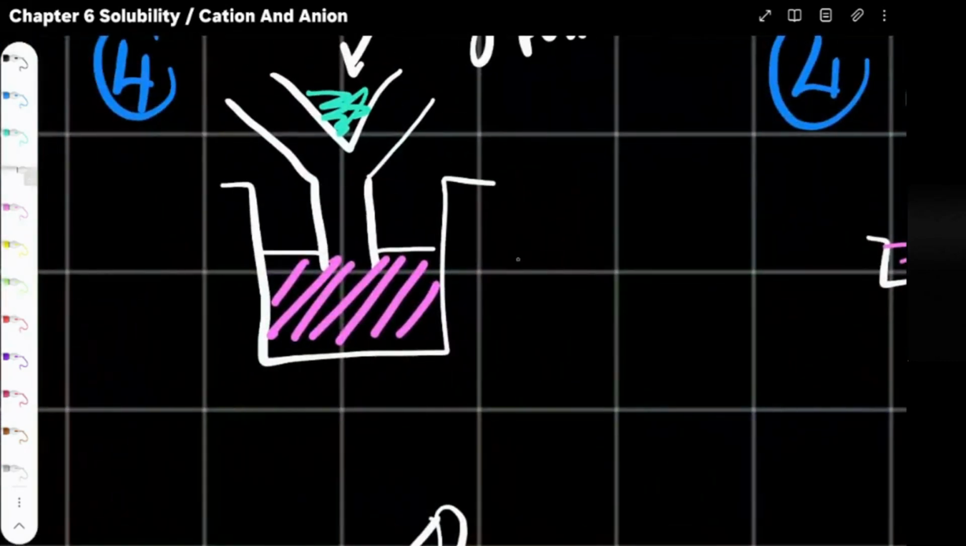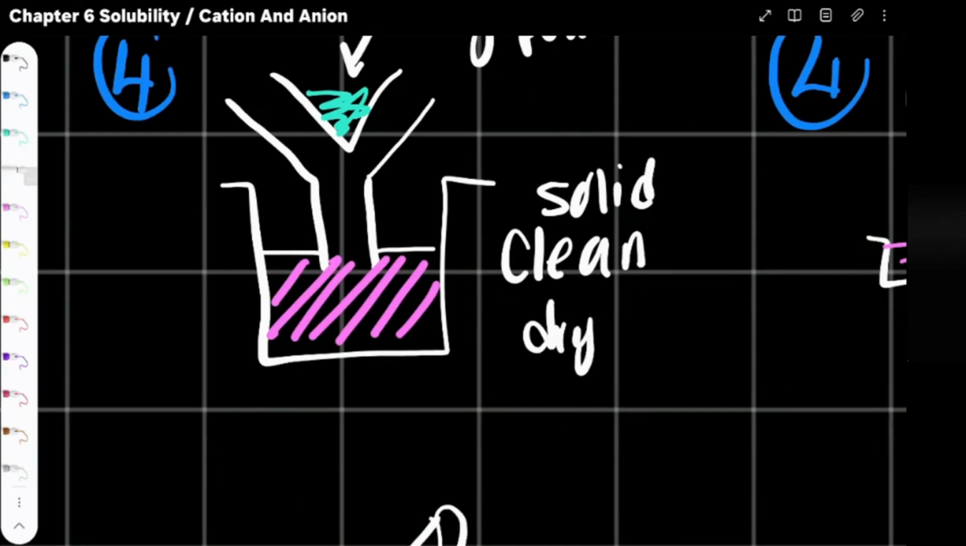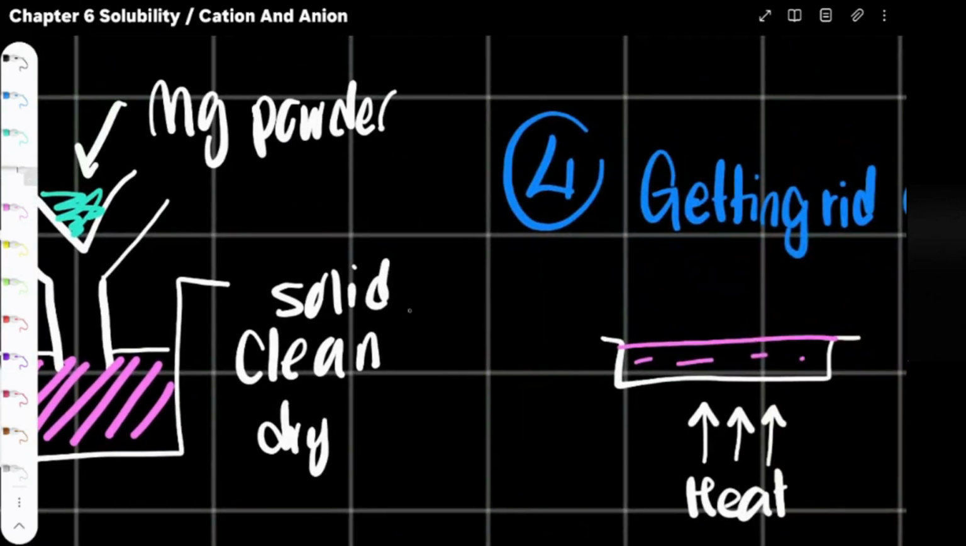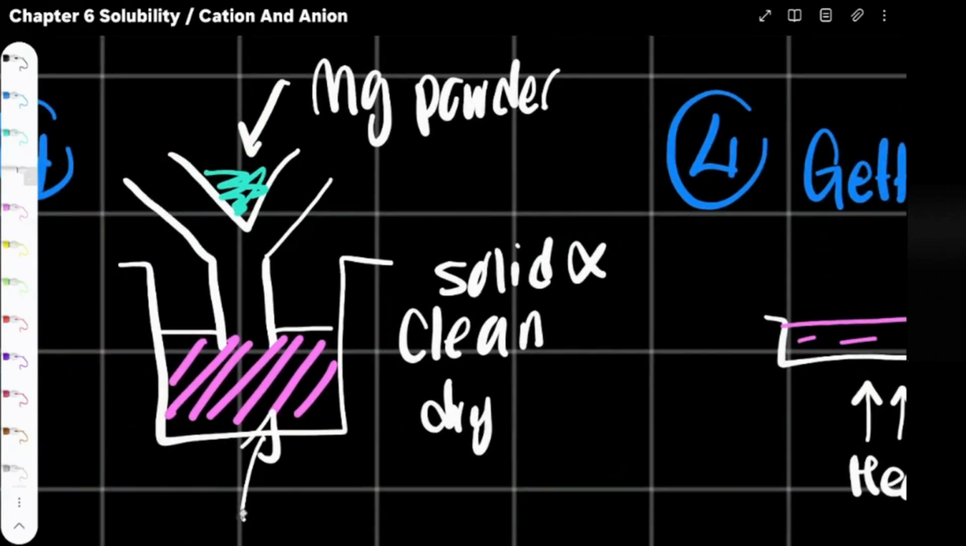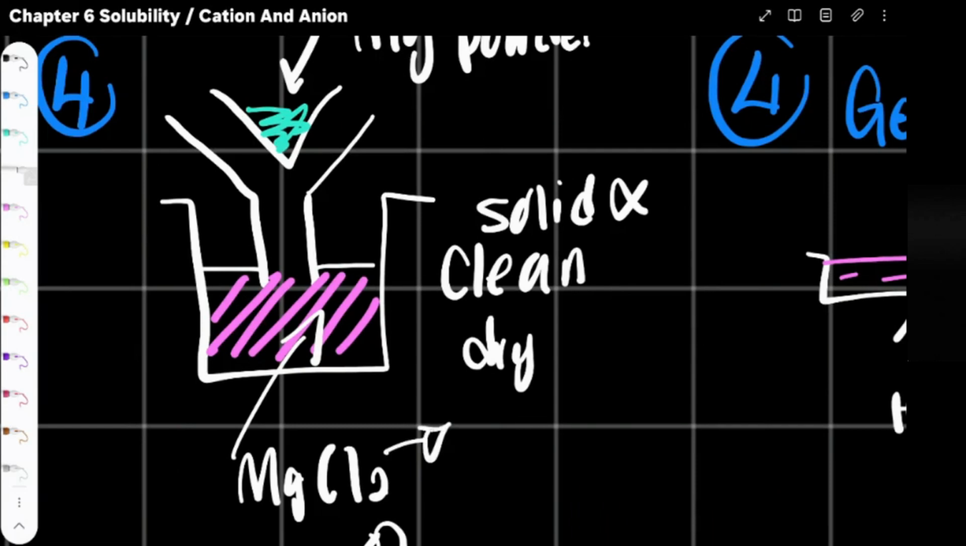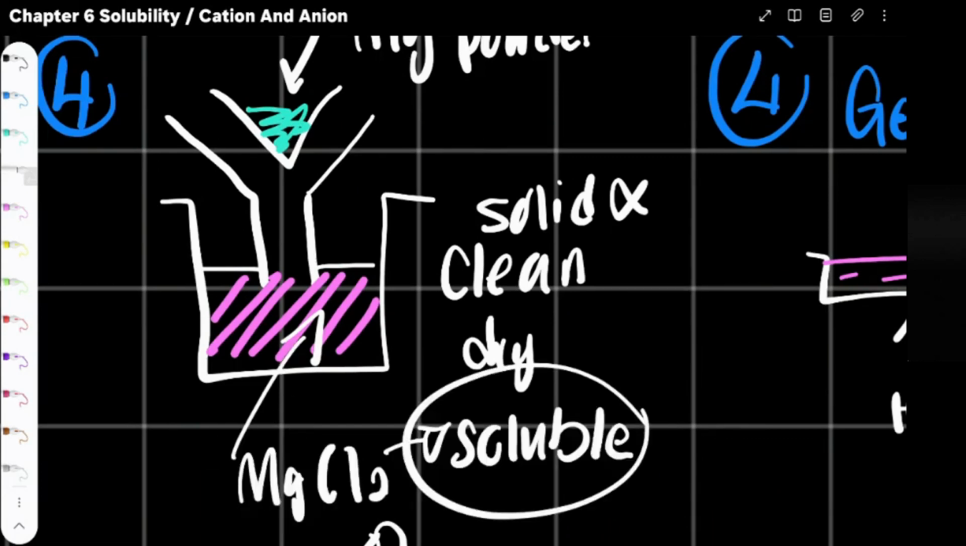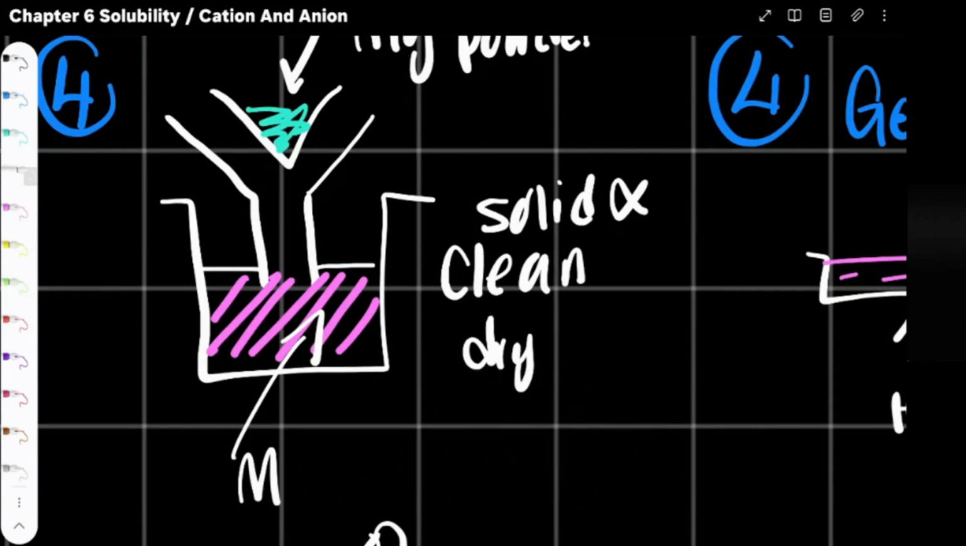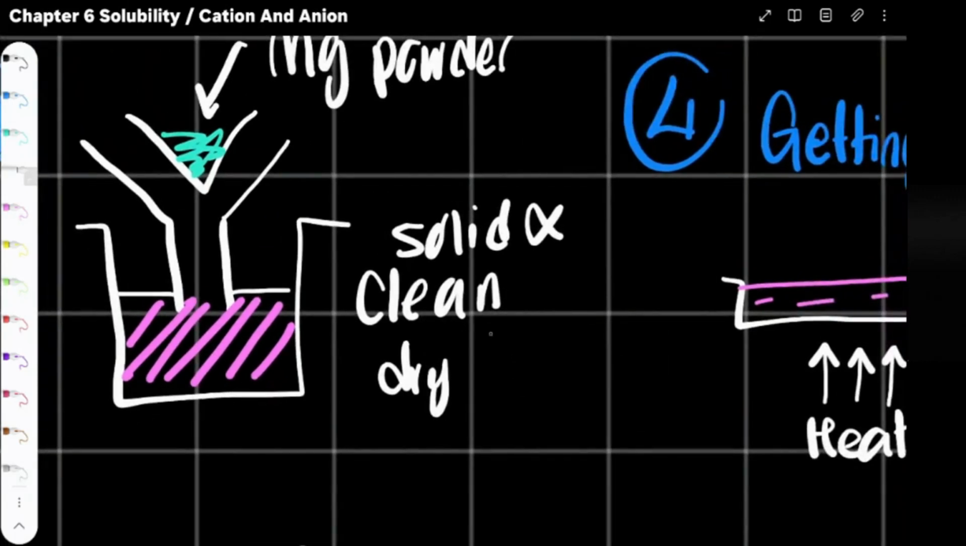So now ask again: is this clean? Is it solid? Is it dry? My question to you: is it solid? No. You know why? Look, does it look like solid? Plus, this is MgCl2. This is soluble. If you see anything that is soluble, just know it's somewhat liquid. Of course, not all soluble things are liquid, but just know that is how you tell whether it's liquid or not. Very simple. Now it's not solid. Is this clean? No. Is this dry? No. Of course, not all of these are right.